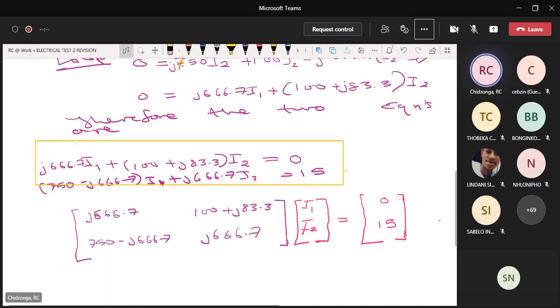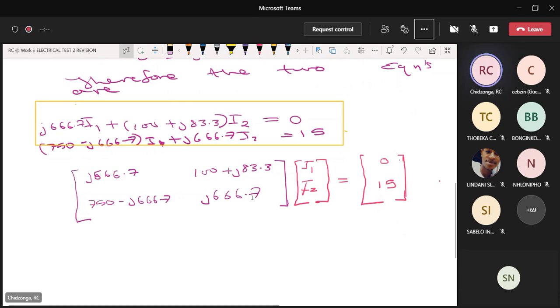At this point, you can pursue the solution method of your choice. You can either go the matrix way, which I have shown here, or you can solve these two equations simultaneously. You see, because this top one is equal to 0, you can use the top one to express in terms of I1 or I2. Then take that expression into the second equation. You only have a lot of complex numbers to mess around with to get your final solution.